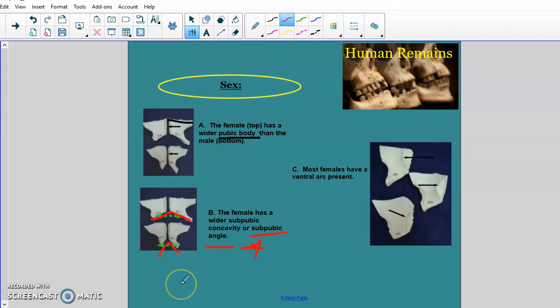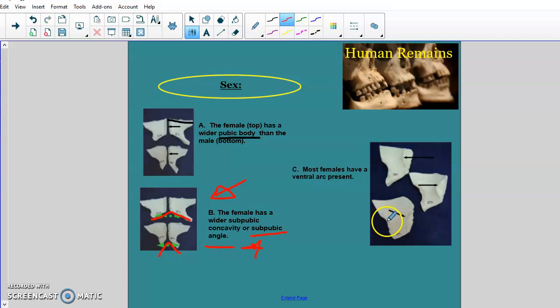So remember that 90 degrees is a perfect right angle. Anything above 90 degrees is an obtuse angle, and anything below 90 degrees is an acute angle. So in females, the subpubic angle is usually obtuse, and in males, it's acute. So less than 90 degrees in males and greater than 90 degrees in females. And I feel like this is the easiest one and the most consistent to be able to see and recognize.